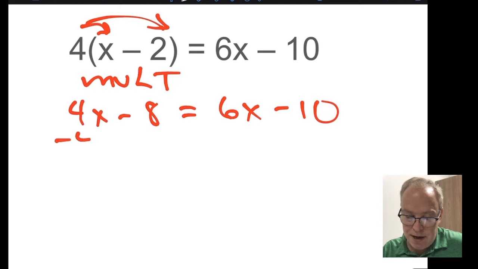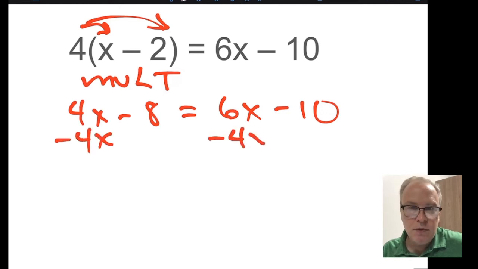Okay, so we want a minus 4x is how most people would do this. And I like to deal with the variables first. Now, if you added 8 or added 10 first, it's okay. You need to be careful if you do it that way. Just trust me, I've been doing this for 19 years. All right, deal with the variables first. You got it? All right.